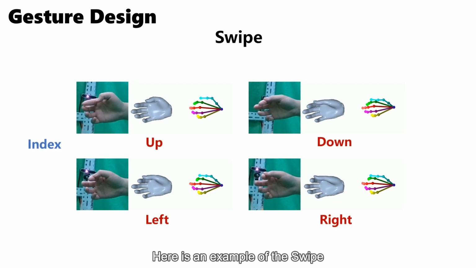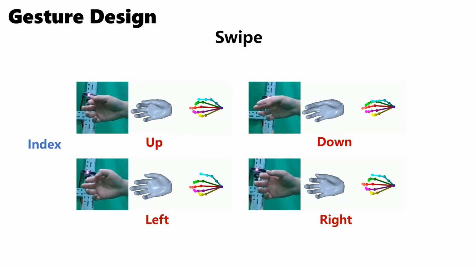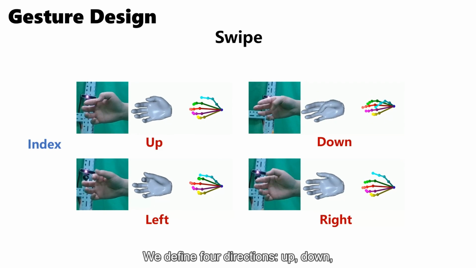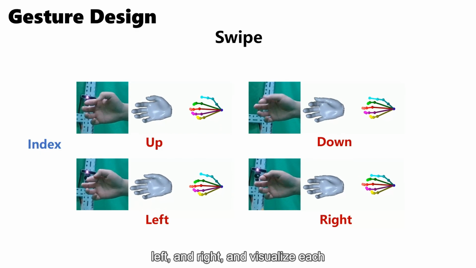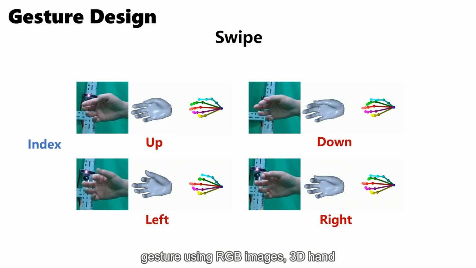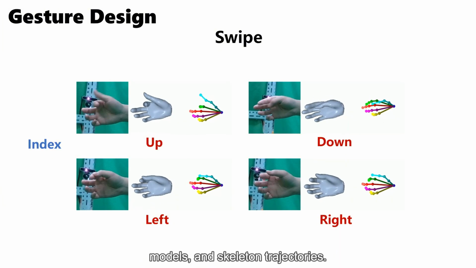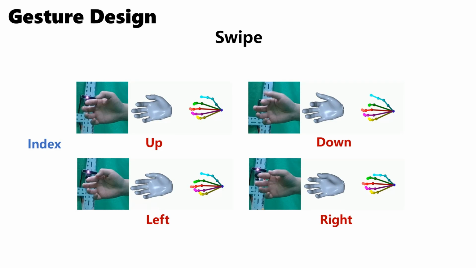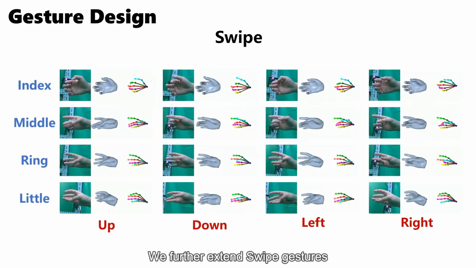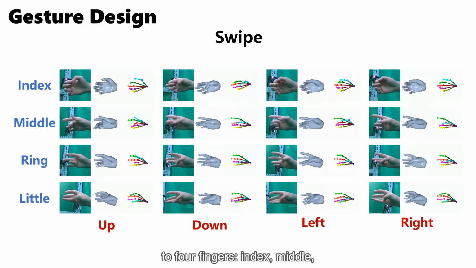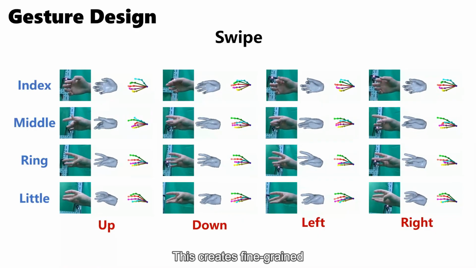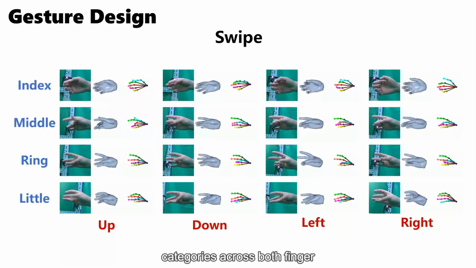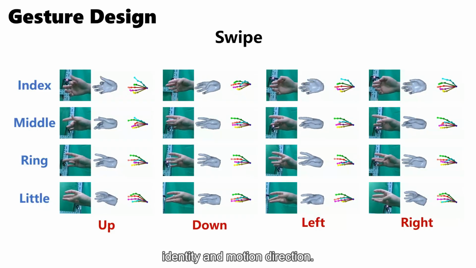Here is an example of the swipe gesture on the index finger. We define 4 directions, up, down, left, and right, and visualize each gesture using RGB images, 3D hand models, and skeleton trajectories. We further extend swipe gestures to 4 fingers, index, middle, ring, and little fingers. This creates fine-grained categories across both finger identity and motion direction.